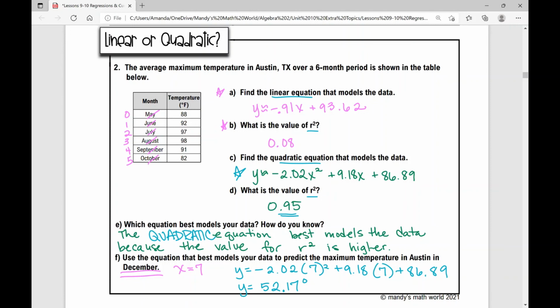And that concludes your day 1 notes over regressions and curve fitting, focusing on linear and quadratic regressions. I hope it was helpful.